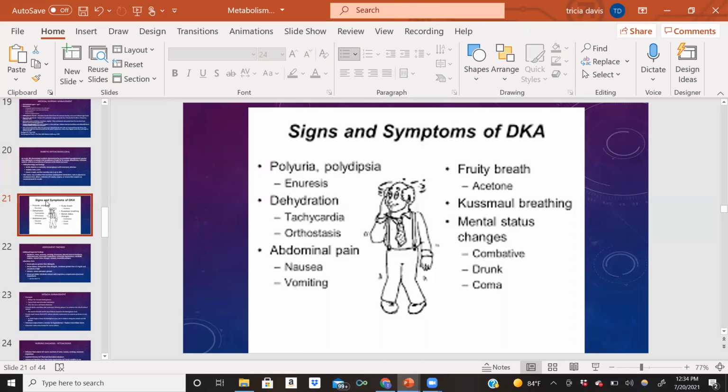So signs and symptoms of DKA: polyuria, polydipsia, dehydration, so they're going to have tachycardia and orthostasis, that orthostatic hypotension, the low blood circulating volume. They're dehydrated, so their heart rate is going to be elevated because their body is working harder to increase the flow of blood throughout the body. Abdominal pain, nausea, vomiting, they might have that fruity breath because of the acetone. They're going to have that Kussmaul's breathing, and they might have mental status changes. So they could be combative, they could be acting like they're drunk, or they could appear to be in a coma.